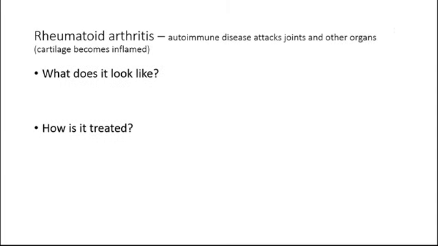Okay, the next section here is rheumatoid arthritis, which is an autoimmune disease that attacks the joints and other organs. So it's a systemic type disease. What happens with the joints is that the cartilage becomes inflamed. That's what happens with RA. It's flare-ups; an autoimmune disorder causes inflammation. So this inflamed cartilage, of course, will then cause joint pain. It affects women more than men.